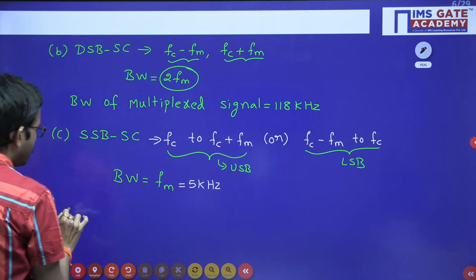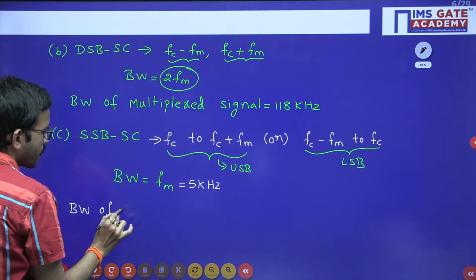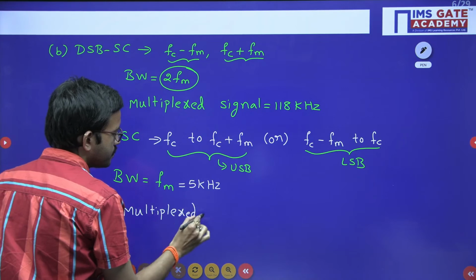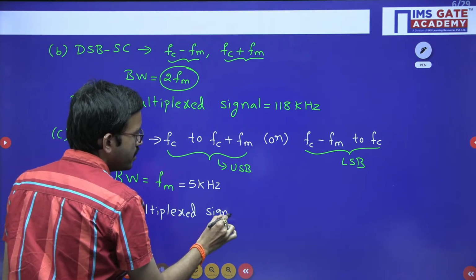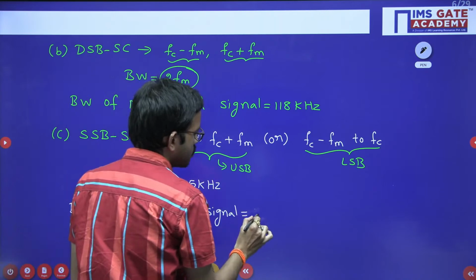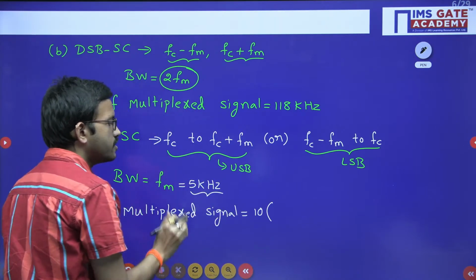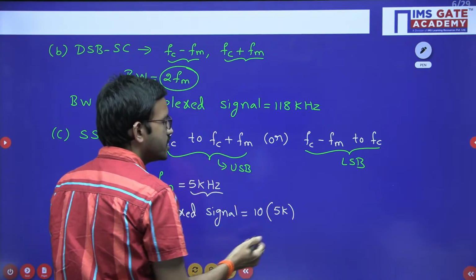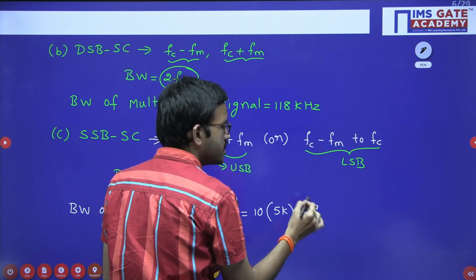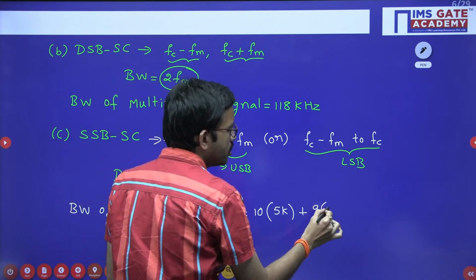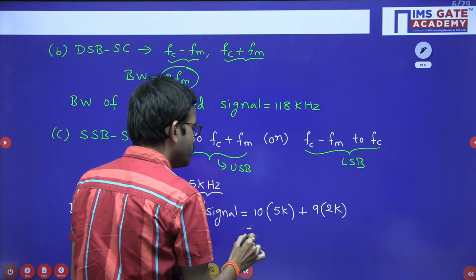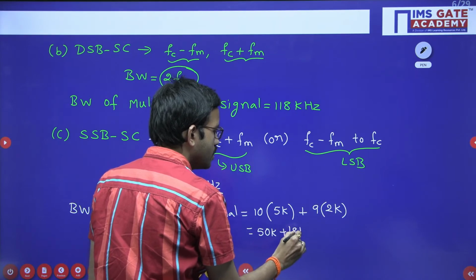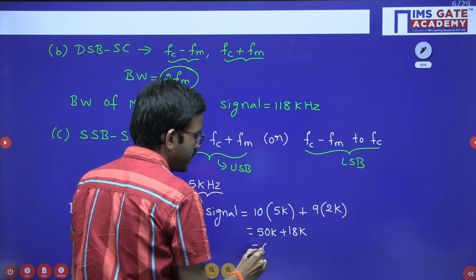Now the bandwidth of the multiplexed signal. In total we have 10 signals. For each signal, in this case 5 kHz bandwidth is sufficient. Regarding the number of guard bands, it is the same. 10 minus 1 is nothing but 9, and for the guard band they have mentioned 2 kHz. So 10 into 5 is 50K plus 9 into 2 is 18K. So 50 plus 18, that is 68 kHz.